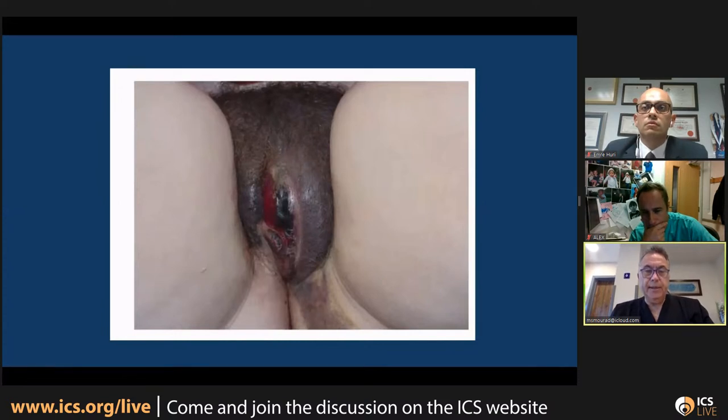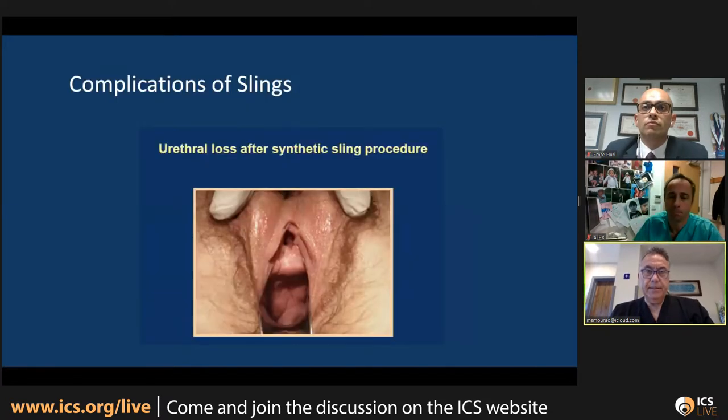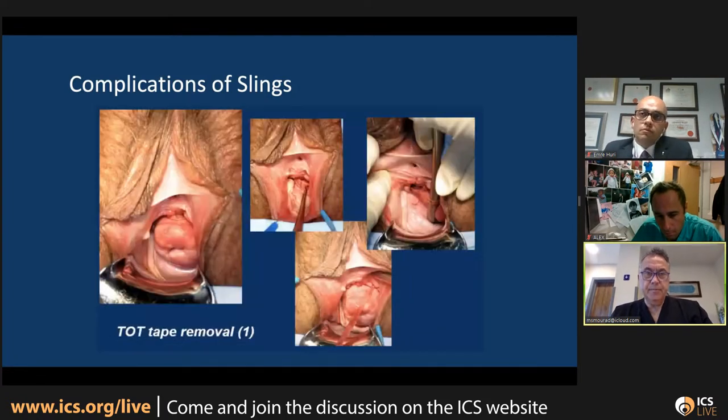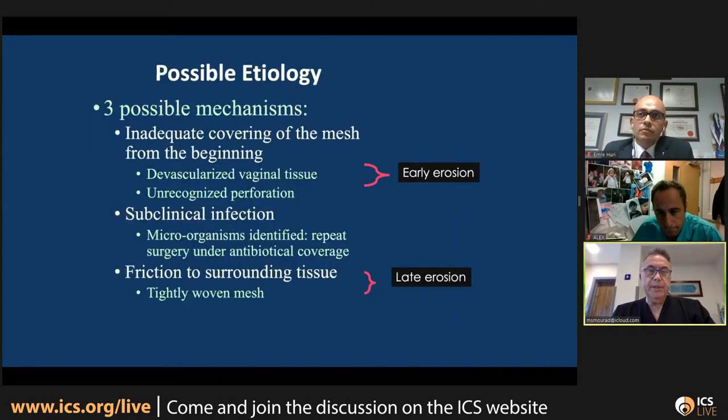We have to be careful about all these complications, because if the procedure is easy, sometimes there are some bad complications. And there is complete urethral loss after the sling procedure. Erosions and erosions. The possible etiology of this may be inadequate covering of the mesh from the beginning, or maybe due to subclinical infection or friction to surrounding tissue.